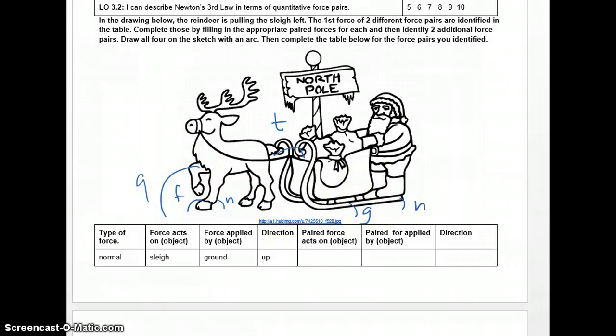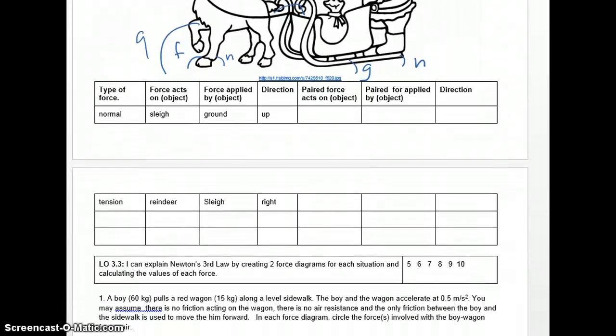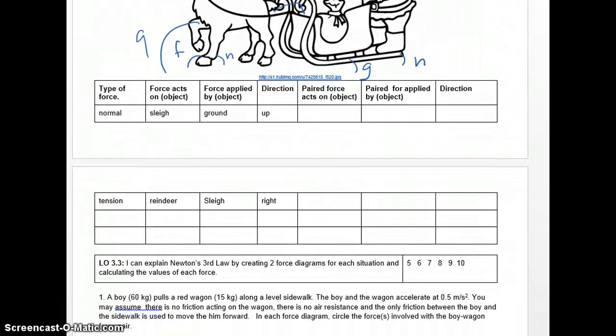So what I asked you to do is to write these force pairs into a table. The way that we can read this is that there is a normal force where the ground is pushing the sleigh up. And as a force pair, that means that if the ground is pushing the sleigh up, then the sleigh is pushing the ground down. Okay, so those are the force pairs that we're talking about.